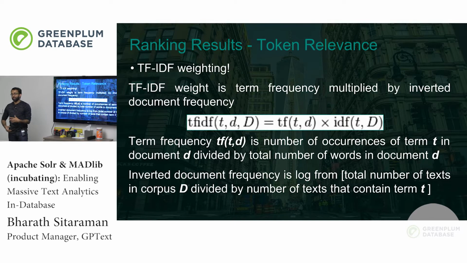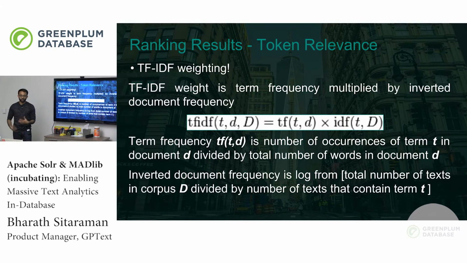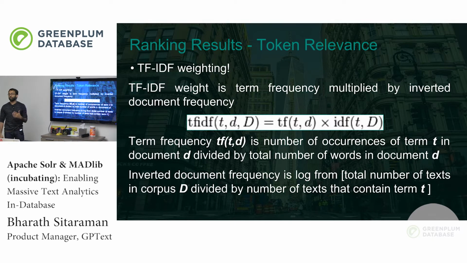Now, what can we do with this? When it comes time for the actual search, you can rank the results using token relevance. So Solr itself provides something called TF-IDF, which is the score and ranking and relevancy system that they use when it comes to searching across your set. What it means is term frequency, inverse document frequency. So let's split that up into 2 parts.